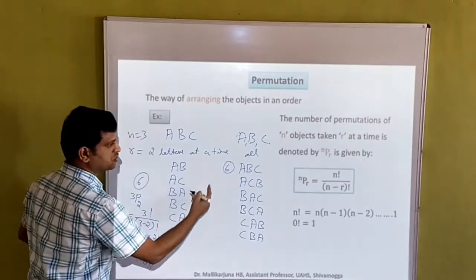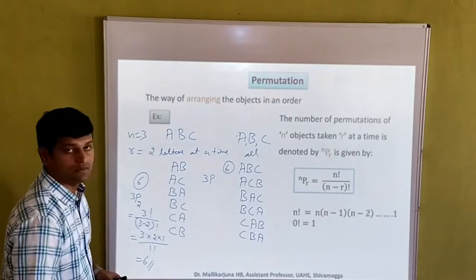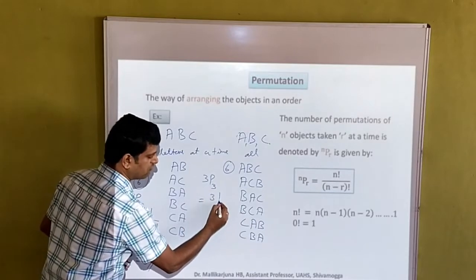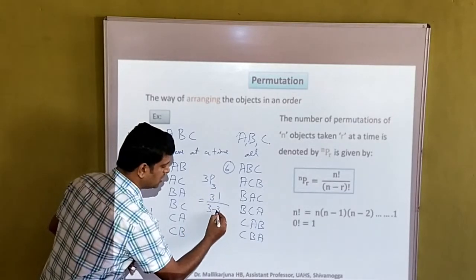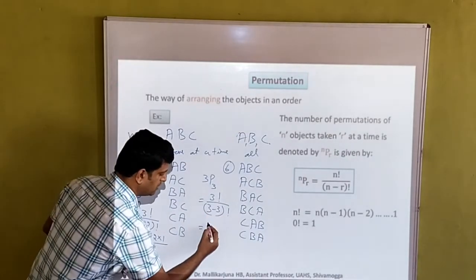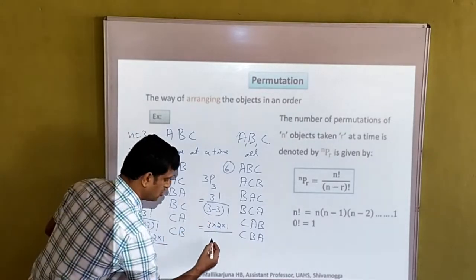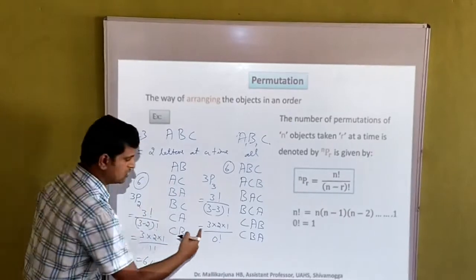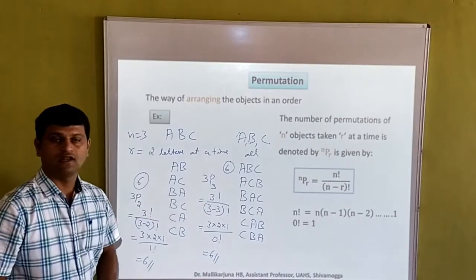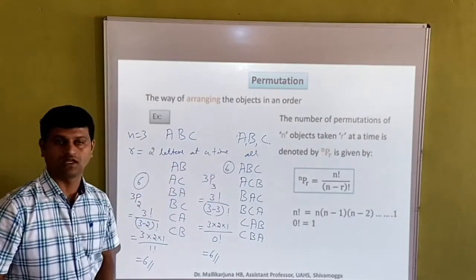For the other example, substitute n is 3 letters and r is all at a time. So 3P3 is equal to 3 factorial divided by 3 minus 3 factorial, which is 3 into 2 into 1 divided by 3 minus 3, which is 0 factorial. 0 factorial means 1. So 3 into 2 is 6. Directly from the formula we can find the different arrangements from the given things or given observations.